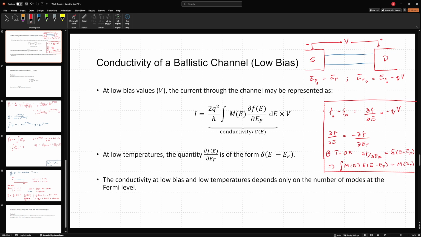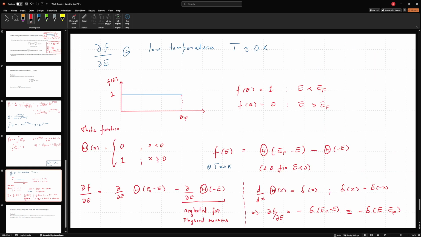Now remember, minus dou f by dou EF is dou f by dou E. Dou f by dou E is the minus Dirac delta function. So dou f by dou EF is going to be that multiplied by a minus. So I'm just going to get the Dirac delta function without a minus sign. So this is the form at low temperatures, zero Kelvin. So this was the answer that we were looking for.